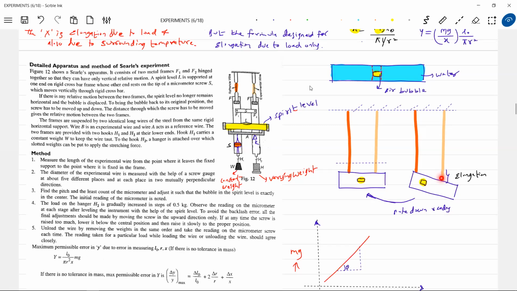As I say, for W1 we got X1. Next, I'll increase the load to W2. Then again the situation should be like this. Again I rotate this like a micrometer in such a way that the bubble gets aligned at the midpoint. Then I'm able to calculate the second elongation. Like that, we'll plot and take the slope, and we'll get the required answer.